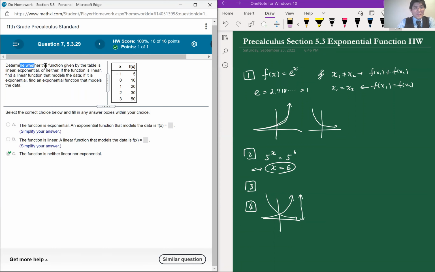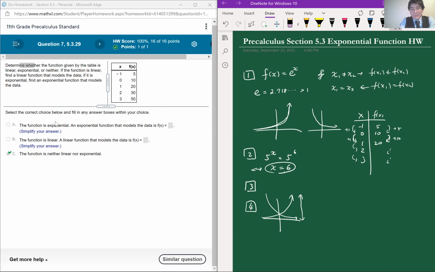Okay, number 7. Determine whether the function given by the table is linear, exponential, or neither. Okay, so if the table indicates a linear function, then if the increment in x is identical, the increment in the y value is also constant. So when x is increasing by 1 from -1 to 0, y is increased by 5. But in the next step, the increment is 10. So it's not a linear function.